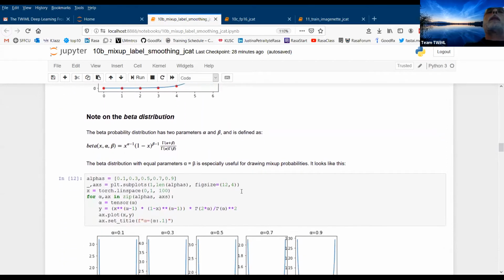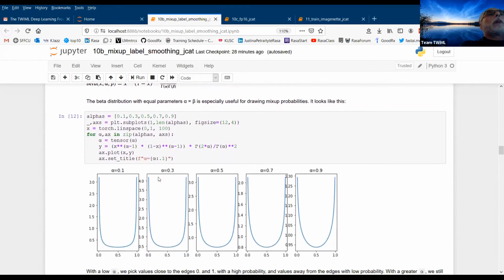The next thing we introduce is this beta function, which has this complicated looking mathematical form. But the main thing to notice about the beta function is it's basically a U-shaped function. It's a probability distribution. And remember that all probability distributions have to integrate to 1. So the point has to be somewhere on the continuum from 0 to 1.